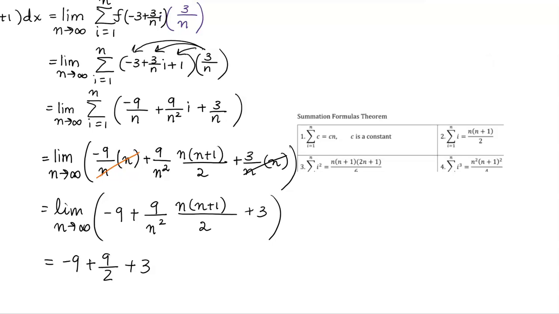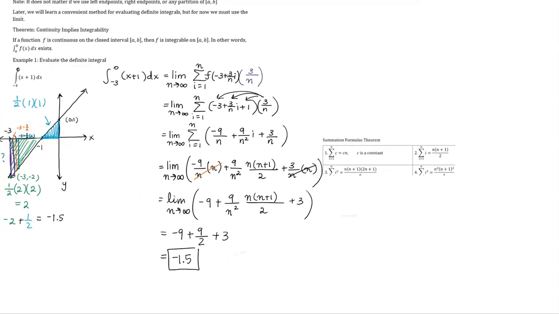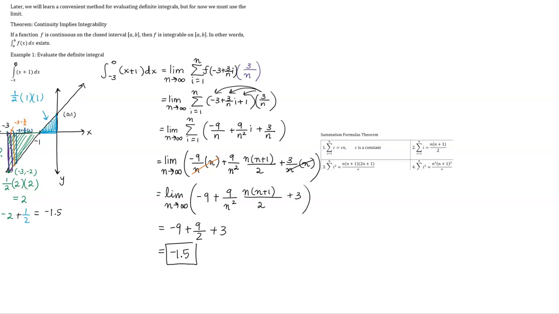So we are left with -9 plus 9/2 plus 3, which comes out to be -1.5, just as we expected when we used geometry to calculate this netted area. And I say netted area because remember that the area under the x-axis is negative.